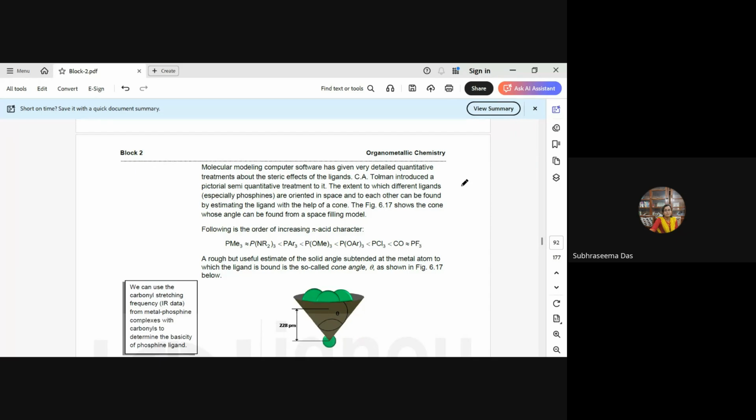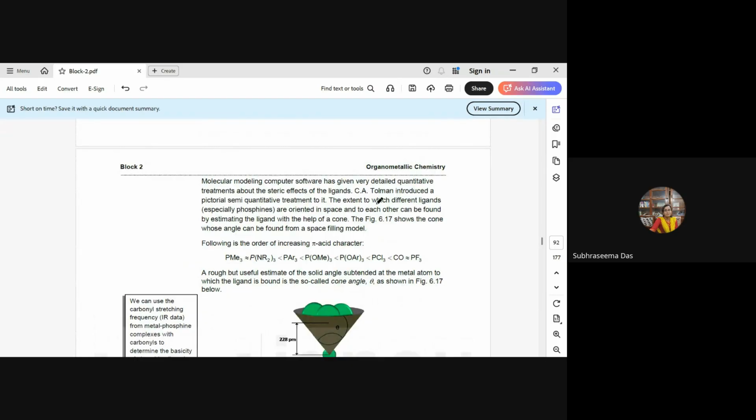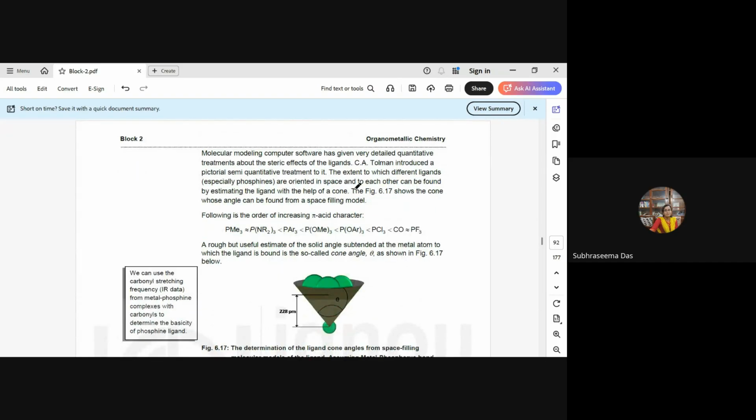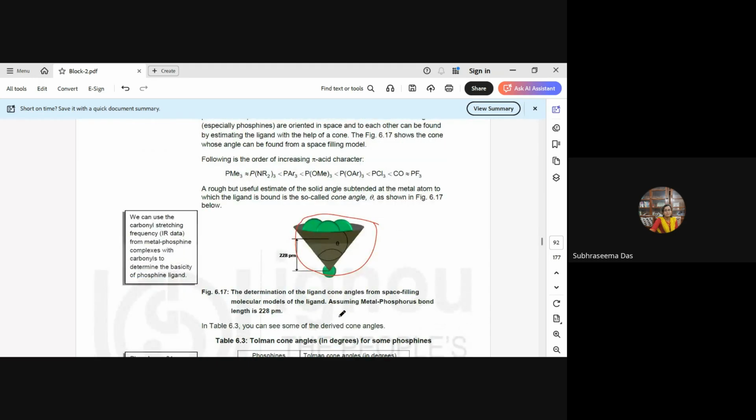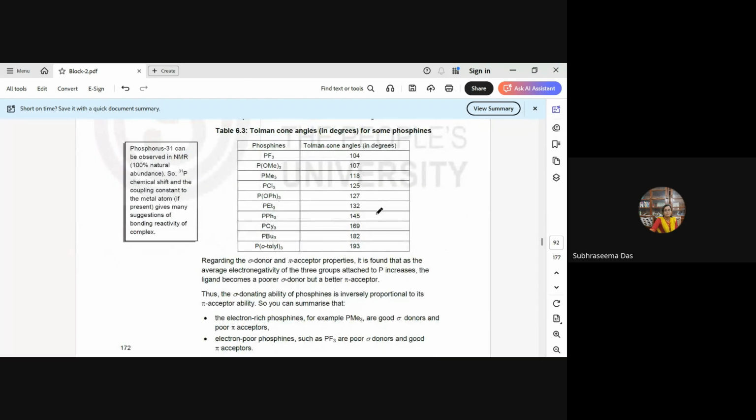C.A. Tolman introduced a pictorial representation of the phosphine ligand. The extent to which the different ligands are oriented in space and to each other can be found out with the help of a cone. He considered a cone-like structure, and the extent to which different types of ligands influence the cone has been found in this order, and this cone angle is called theta. Here the Tolman cone angles have been reported for various types of phosphines, for PF3, PMe3, PCl3. So this is how the Tolman cones and the structure of phosphines are correlated.